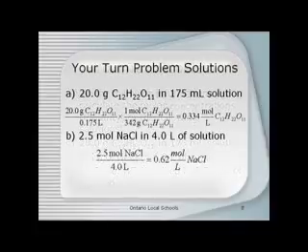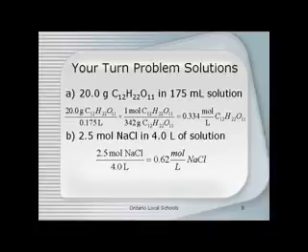Welcome back. Let's check your solutions. For the 20 grams of sucrose in 175 milliliters of solution, change the milliliters to liters. So I have 20 grams of sucrose over 0.175 liters. I convert the grams of sucrose to moles by multiplying it by the conversion factor of 1 mole of sucrose over 342 grams of sucrose. And when we do that, we get 0.334 moles per liter sucrose.